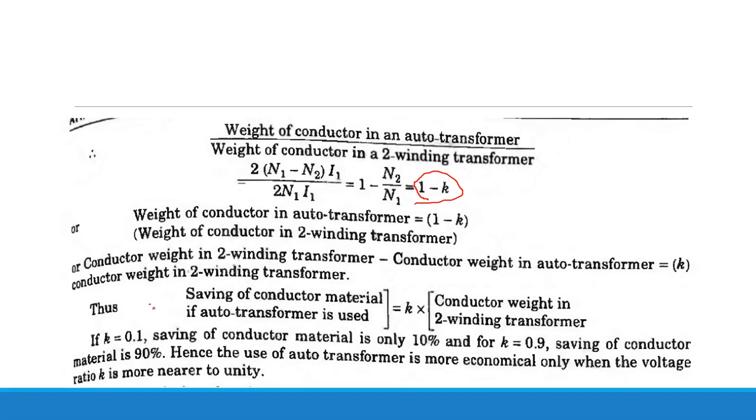This is an important expression which you need to keep in your mind. If you are using the auto transformer, it will be more economical when the voltage ratio K is near to unity. If the transformation ratio is near to unity, the optimal choice will be to use an auto transformer instead of a two winding transformer. This expression usually comes into your university examination, so you need to derive that.